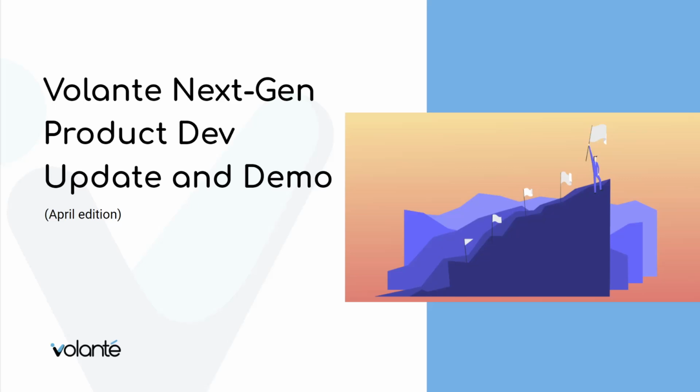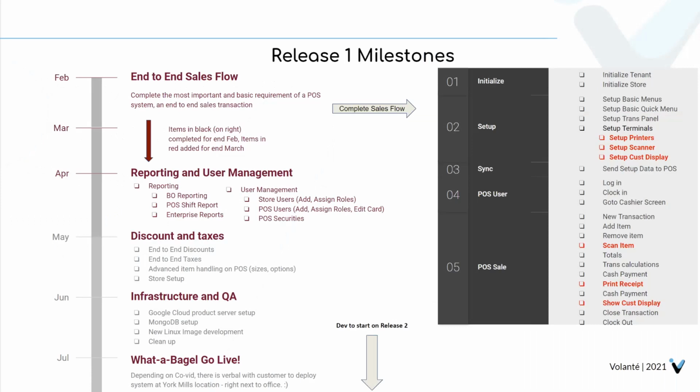Welcome! This is the monthly Volante Next Gen update, April edition. Again, we've made some good progress. We hope you enjoy what's to come. Let's start by looking at how we are tracking. After 3 months, we should be right here.